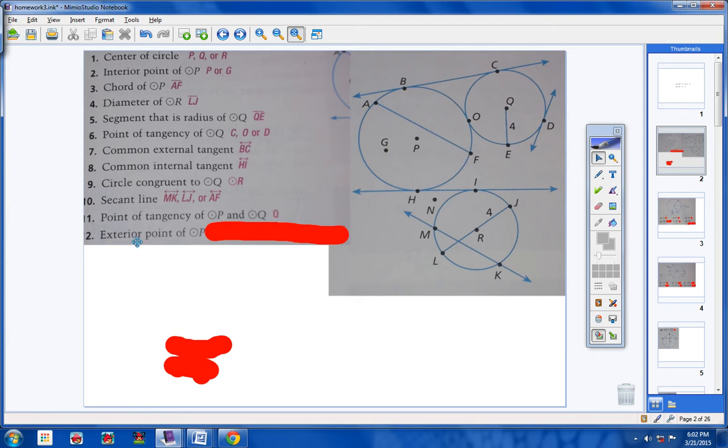Number 12, exterior point of circle P. Well, students, look at all these. I mean, any point, I'm going to highlight them. Any point that is not inside the circle of P or on the circle is on the exterior. So all of these points here are on the exterior of circle P. So any of those would count. All of these points here either lie on the circle P or they're inside of P. But all these others are exterior points. Okay. Alright, let's continue on.